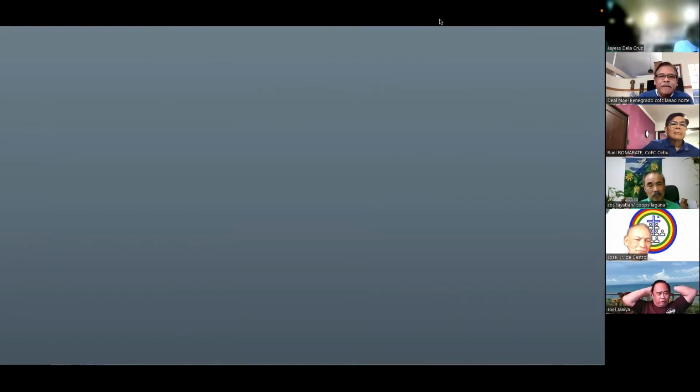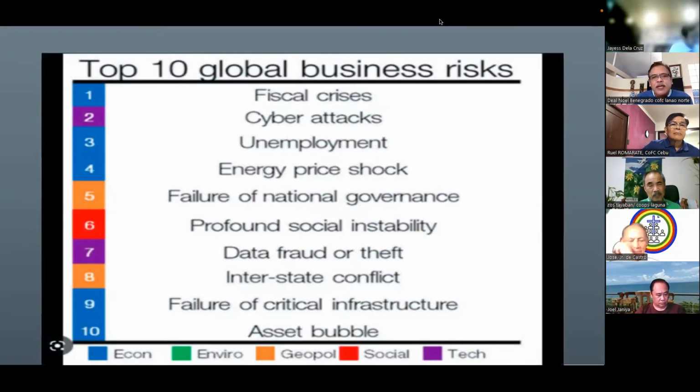Another survey, yung top 10 global business risks na nakikita ng isang survey din, makikita nyo from 1 to 10. Ano yung mga projected risks o mga risk goals ng ating negosyo? Foremost of all is fiscal crisis. Pag nakita nyo yung color code natin sa kaliwa, ang daming blue. So these are all economic crises. Pero nandyan din yung failure of national governance, energy price shock, data fraud, social instability, and so on. Ang pinakahuli, brothers and sisters, is asset bubble.